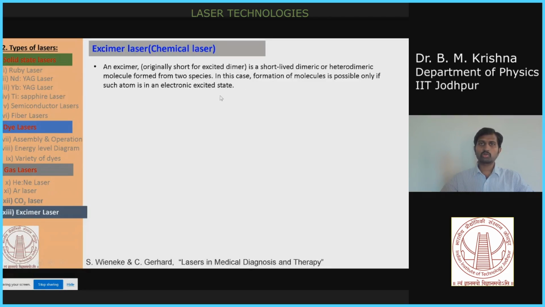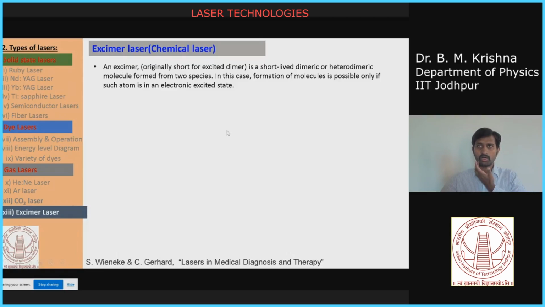That means either two same atoms in an excited state bound together are called an Excimer, or two different atoms having a bound state at the excited state are also called a dimer. So the excited dimer is called an Excimer. Okay, in this case the formation of molecules is possible only if such atoms are in electronic excited states. So these dimers will be formed at the excited state, that is what you call an Excimer.